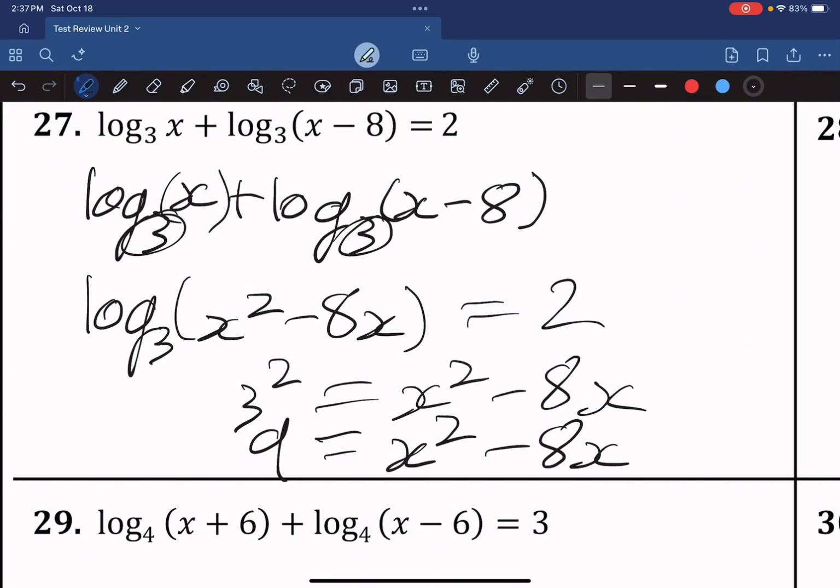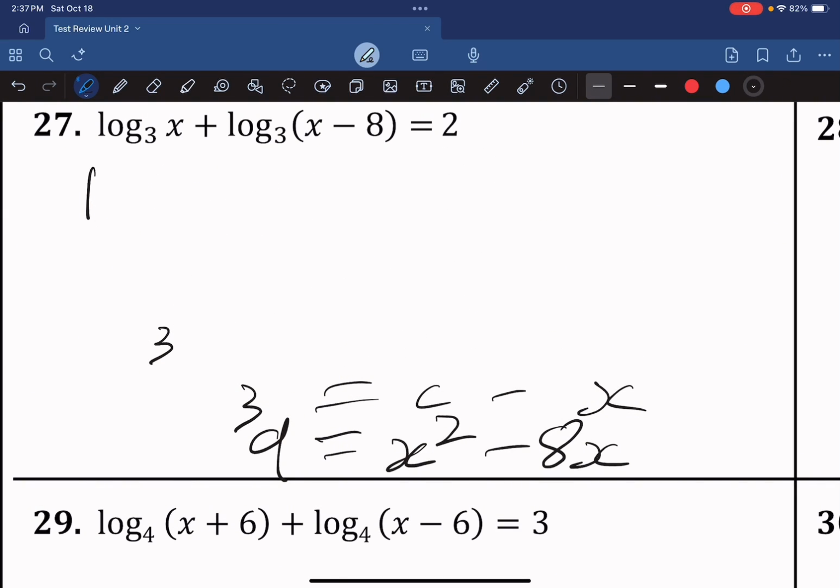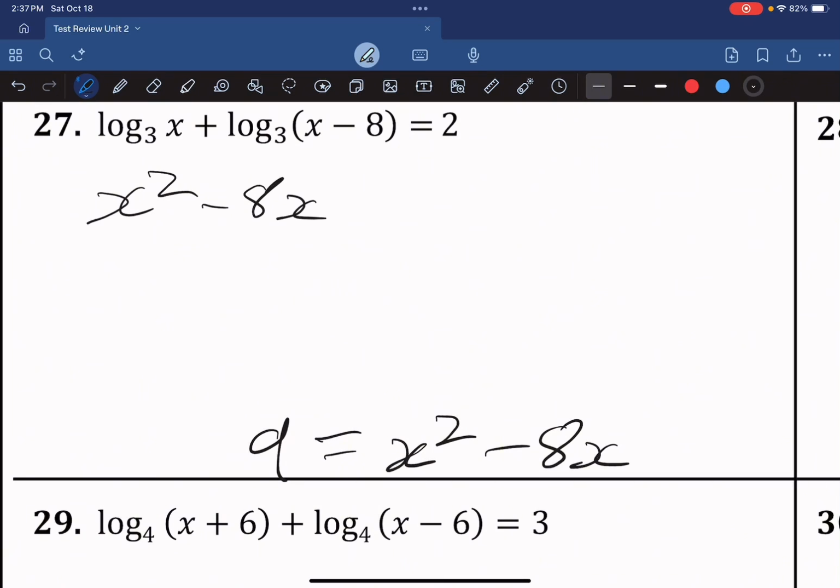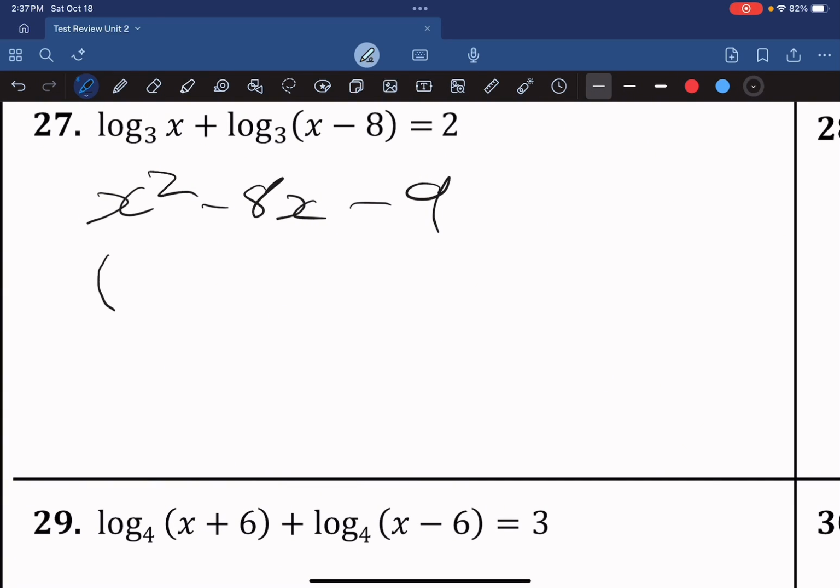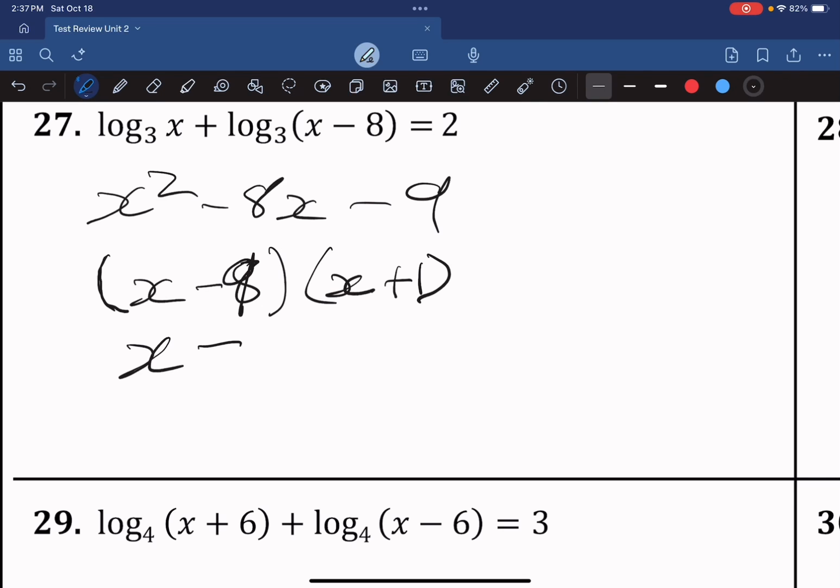I'm going to delete this up here. Hopefully you guys already got all this down. Alright, so x squared minus 8x minus 9. Okay, this is basic factoring. If you don't know this stuff, you shouldn't be in Precalc anyways, alright? So get your factoring down. So that'd be x minus 9, x plus 1. So that would be x equals 9, x equals minus 1.